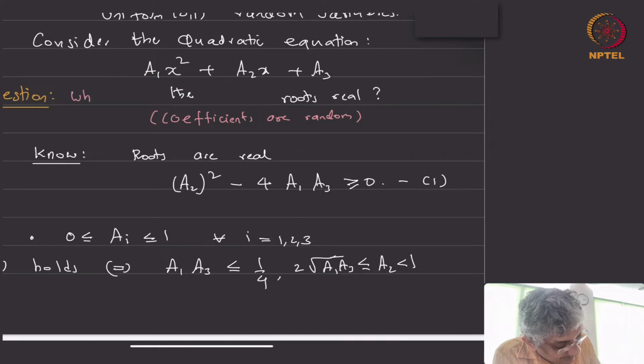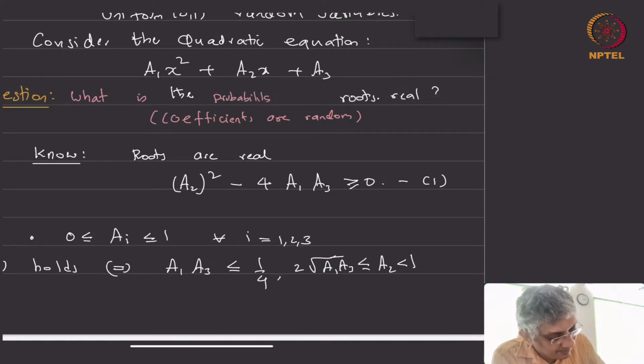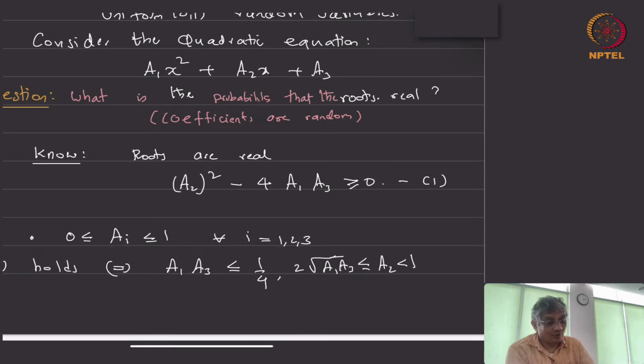What is the probability that the roots are real? And the probability comes in because the coefficients are random.